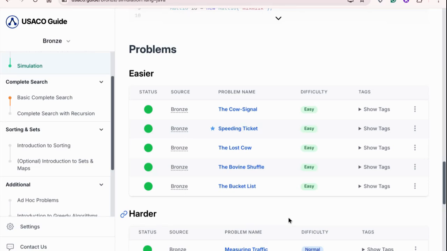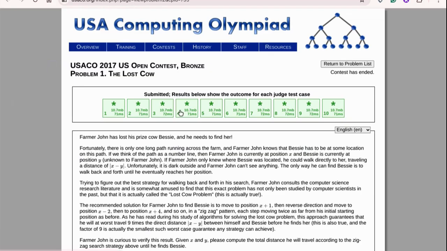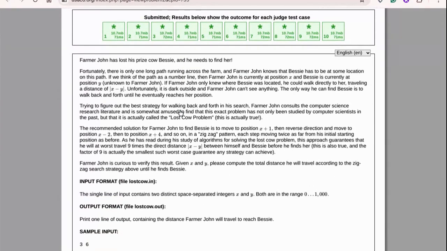So today we will be doing the Lost Cow problem in the USACO Bronze complete search section. Farmer John has lost his prize cow Bessie and he needs to find her. Fortunately, there is only one long path running across the farm, and Farmer John knows that Bessie has to be at some location on this path.